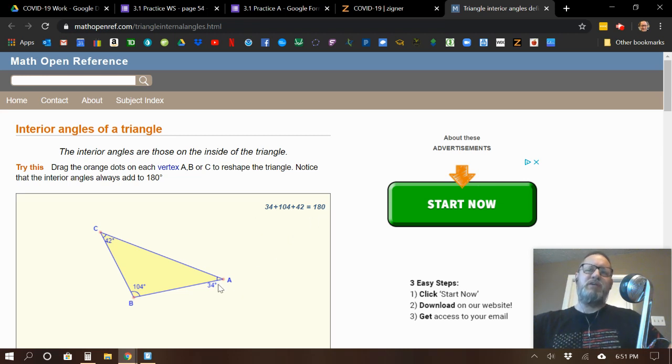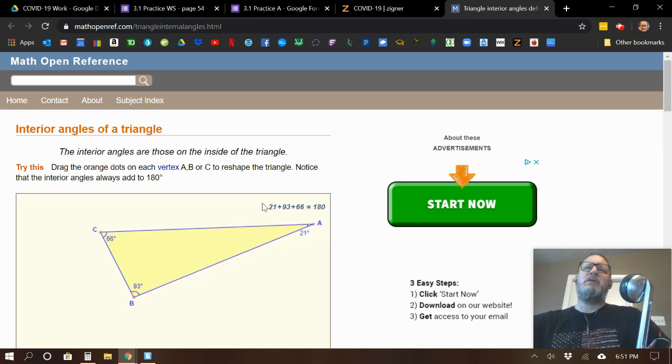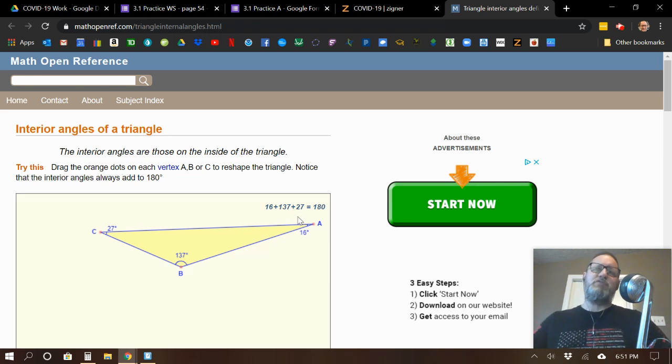The 180. No matter what I do to this triangle, stretch it in all kinds of weird directions, same three numbers, well, not the same three numbers, three different numbers, but they continue to add up to 180. Let's turn this into an obtuse triangle. There we go. So again, no matter what, the angles always add up to 180 degrees. All right, let's keep moving.